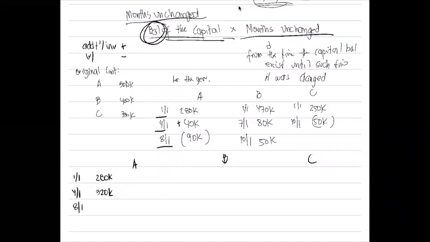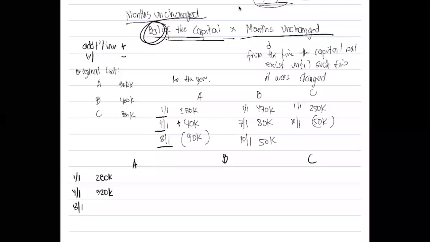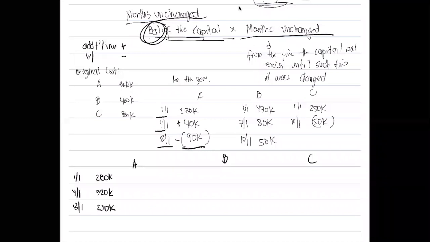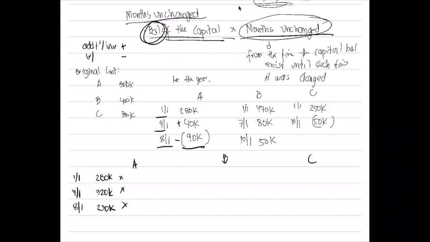And then August 1. On August 1, we have a reduction of 90. So 280 plus 40 less 90, what is our balance? 230,000. After we compute for the balance of the capital, what's the next step? You compute for the months unchanged. What is the months unchanged? It is from the time the capital balance exists until such time it was changed.